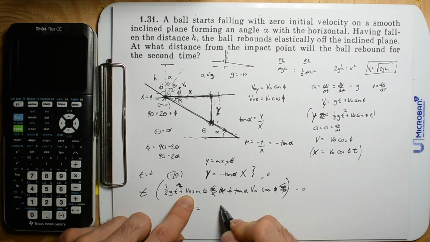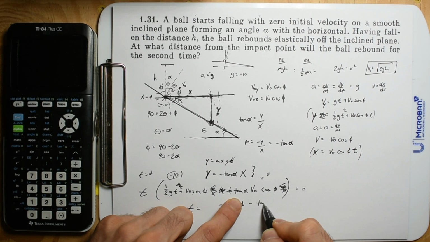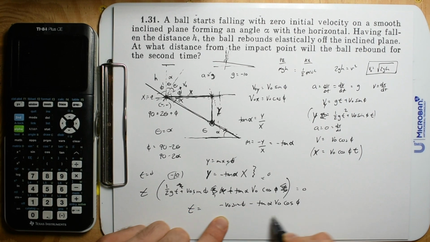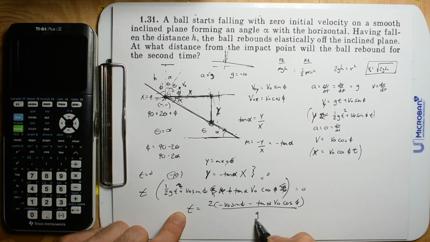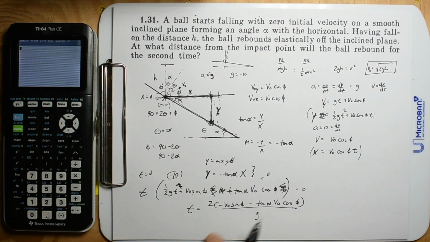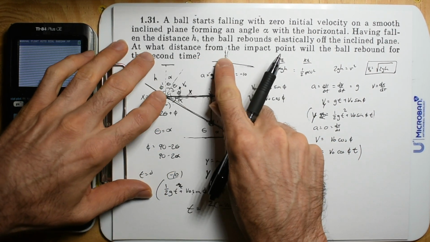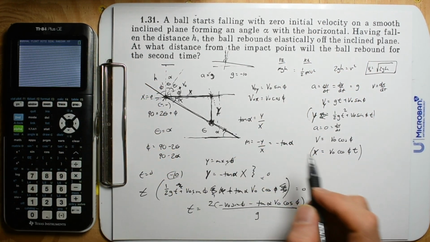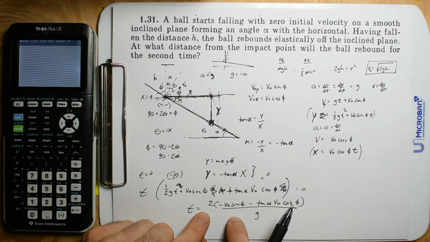So we're going to have time equal to negative v naught sine phi minus tangent alpha v naught cosine phi, divided by, the 2 goes upstairs and the g goes downstairs. So that's the time it's going to happen, and it asks at what distance from the impact point the ball rebounds the second time. So this is where it's going to impact.